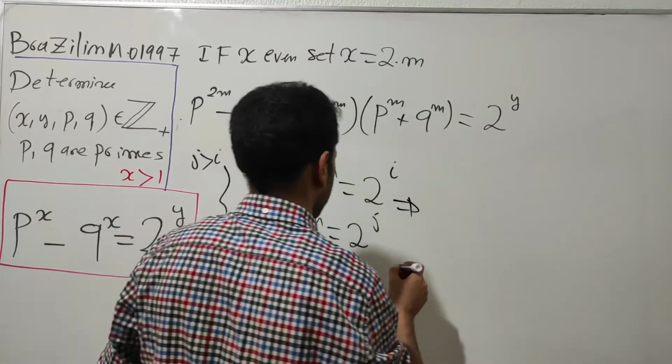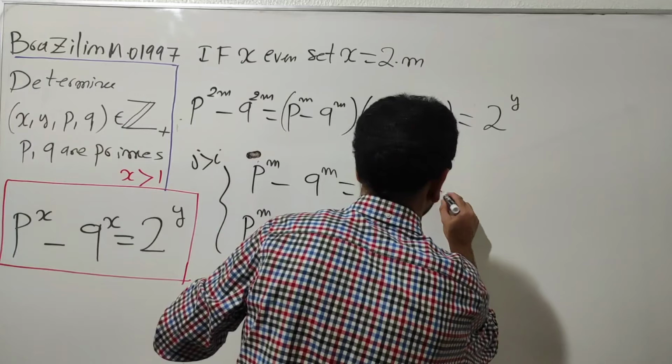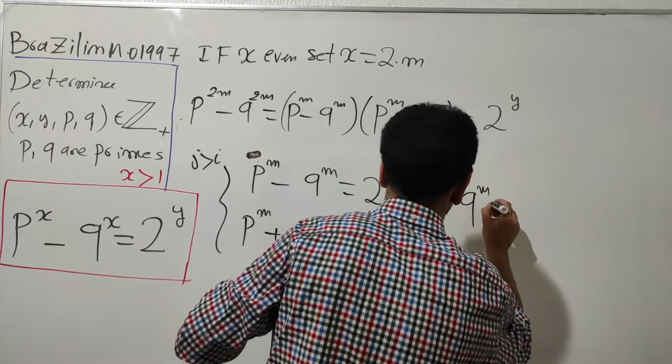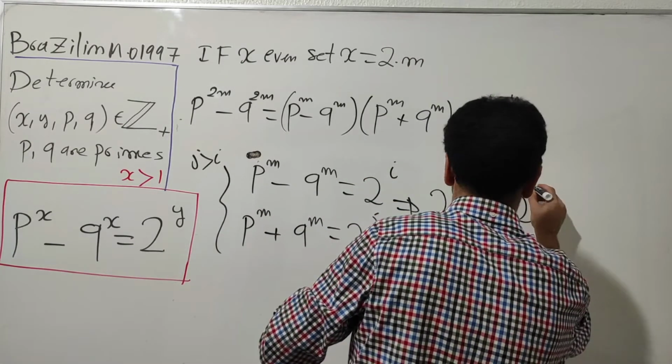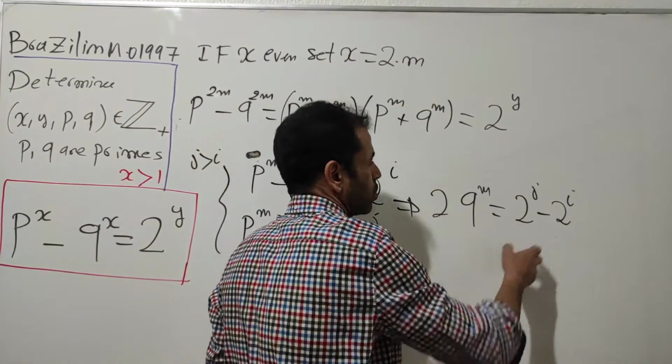So it gives me the following. This one will be cancelled out. I will be left with 2 times q to the m, which equals 2 to the j minus 2 to the i. Now let's factor this one out.